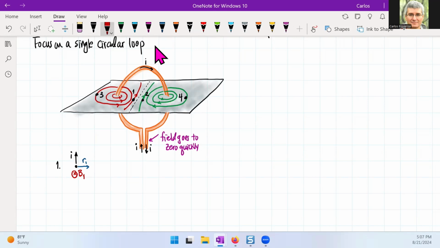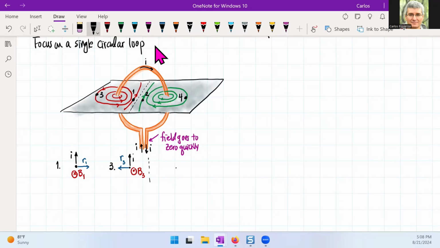Now, if I look at point 3 here, that one shows that the current is still going up at that point, but now the displacement vector is in the opposite direction. And so now I have a field that's coming out. And we could see that at point 3, that field is coming out right there.